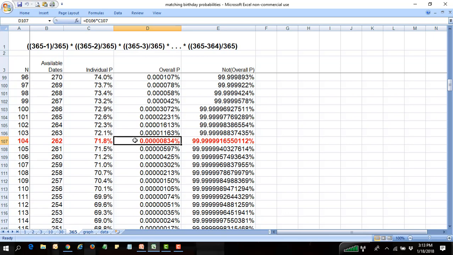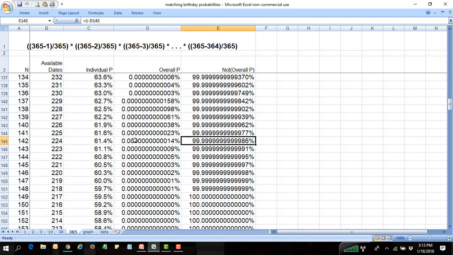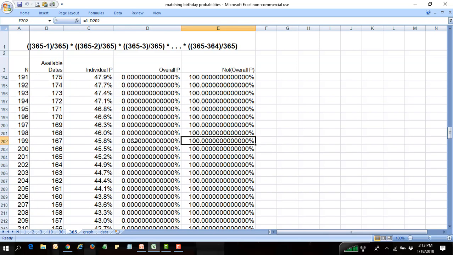So the reality is, by the time we get to 104, we expect to have had a match as we go through. There's a 99.99999% probability that in the first 104 people, you will have had a match. And in fact, that statistic gets worse and worse as you go on, because by the 200th person in this spreadsheet, we're already reporting 0 and 100. That's not the real number. It's just that the decimals are so small that Excel can't calculate them anymore. And we really do expect to have a lot of hits as we go through.